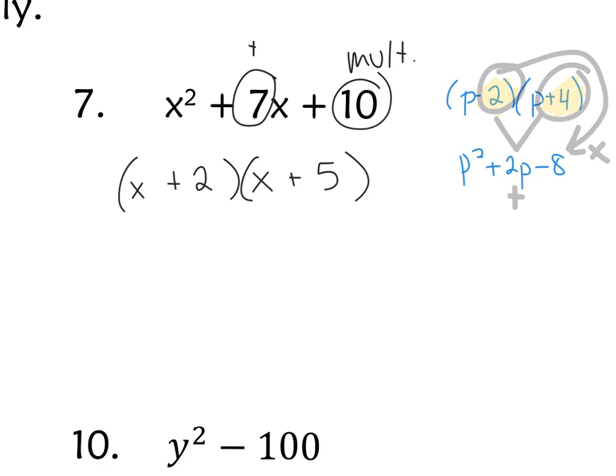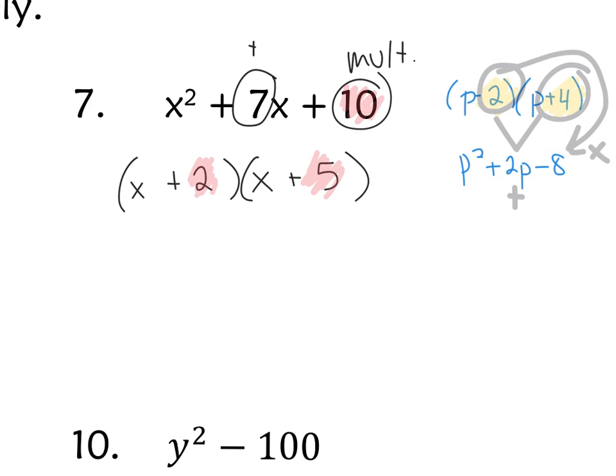These last two numbers have to be factors of the last number because there are other factors of 10. I could have put 1 and 10 there, but 1 and 10 will not add up to 7. So that's why those are not numbers that I would use. I use 2 and 5. They have to satisfy two conditions: multiply to be the last number, add up to be the middle number.